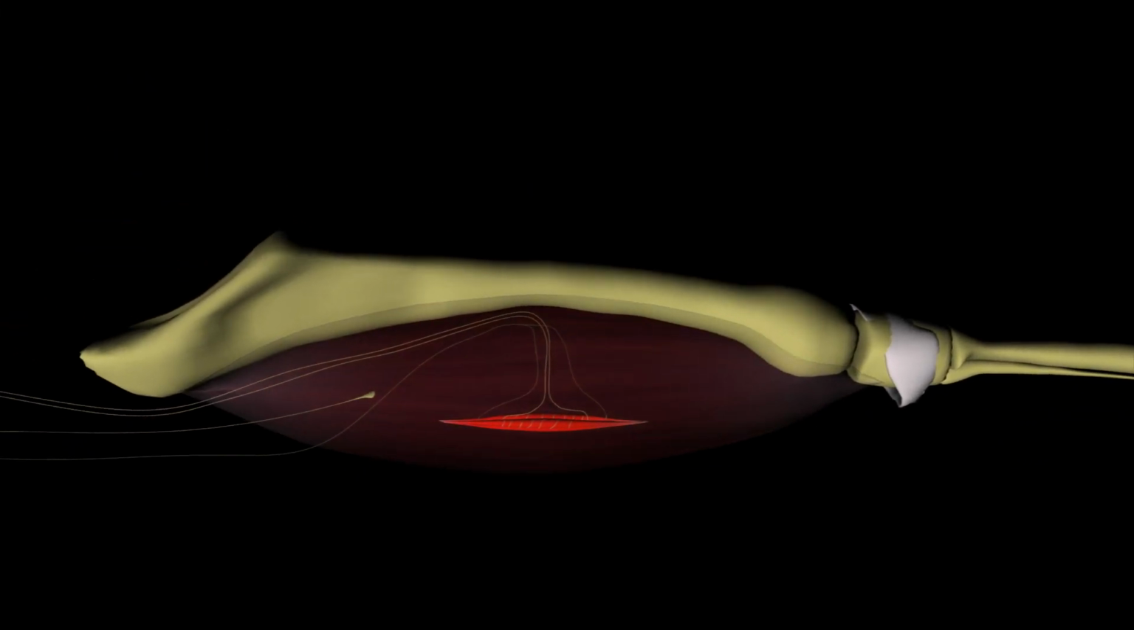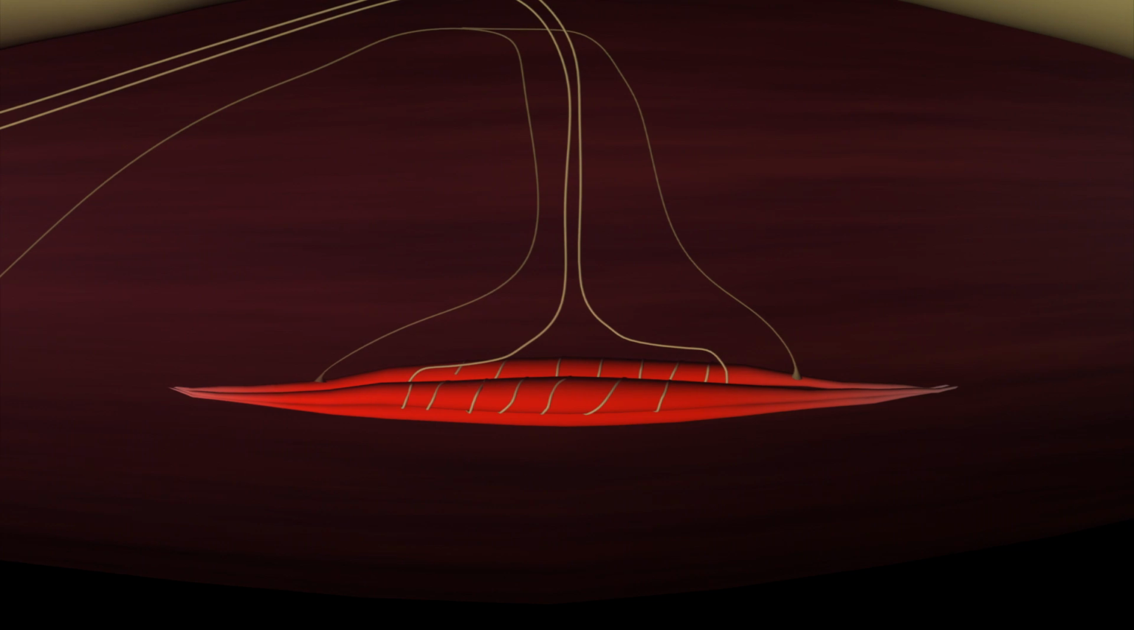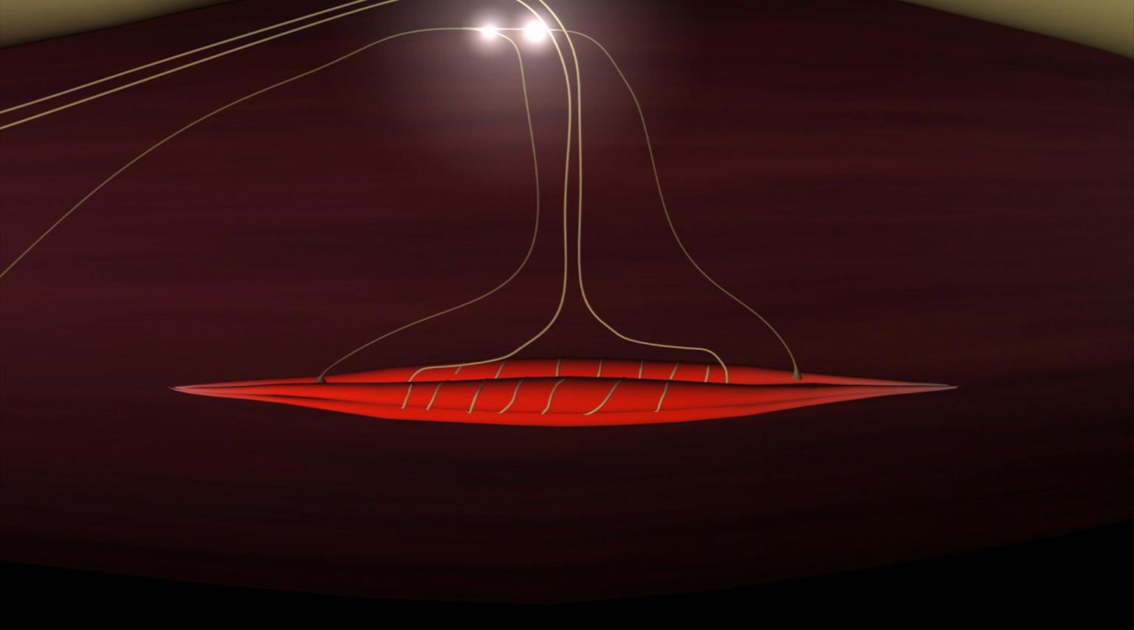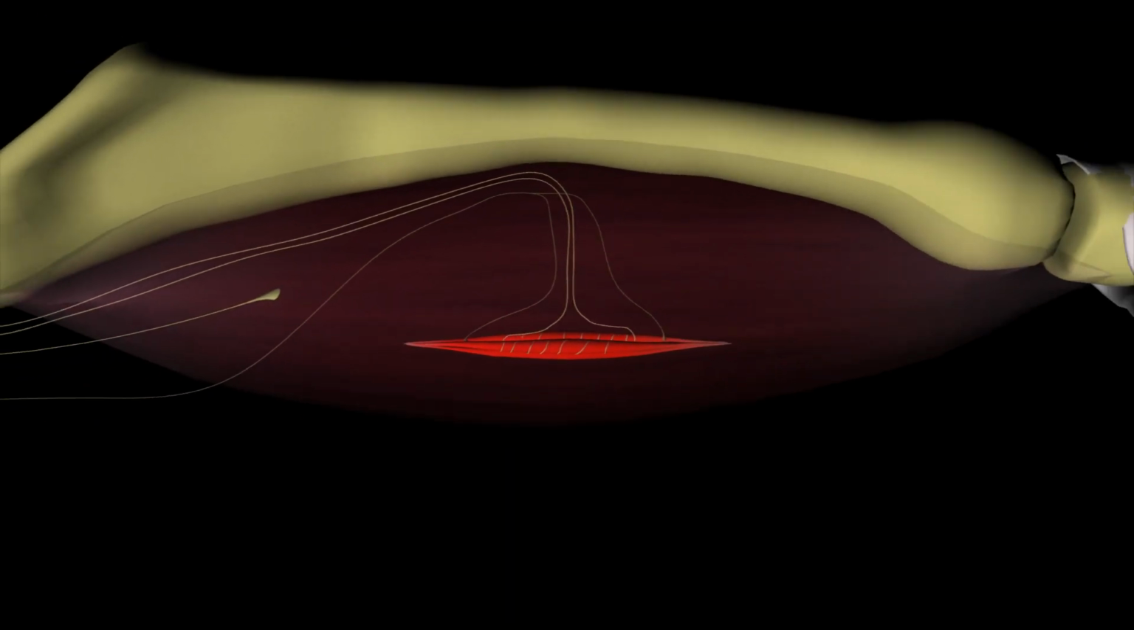The role of the A-gamma motor neurons is to regulate the tension of the muscle spindles as the muscle shortens. They regulate the sensitivity by shortening the muscle of the spindles, thus matching the tension with that of the rest of the muscle.